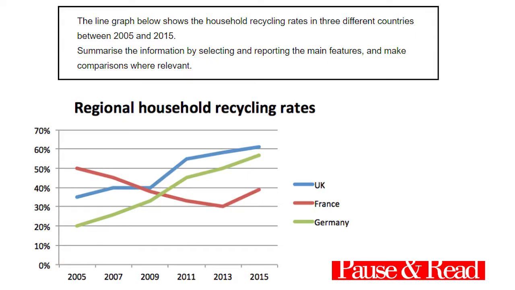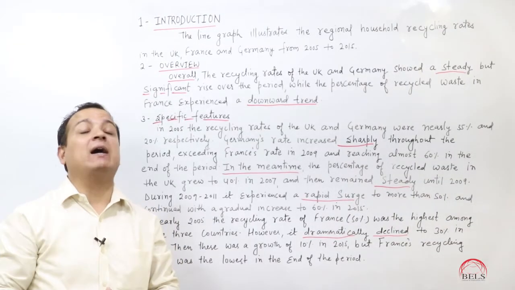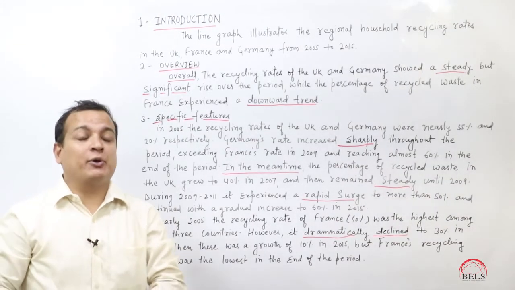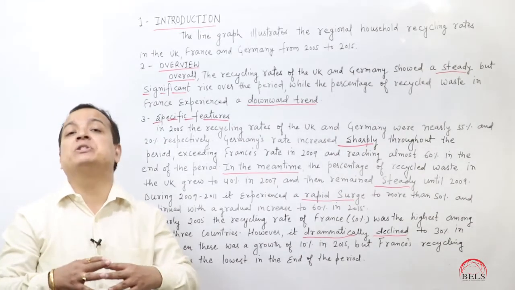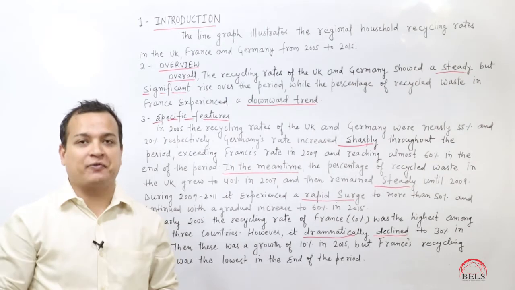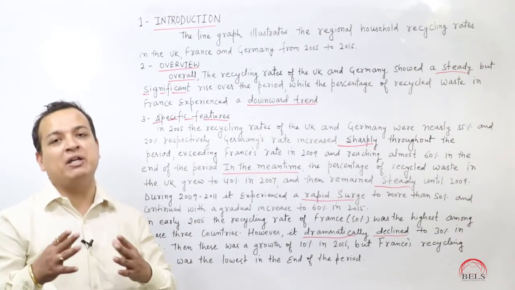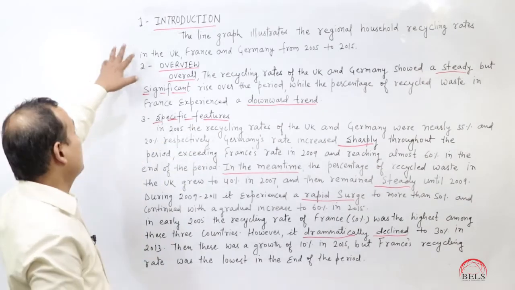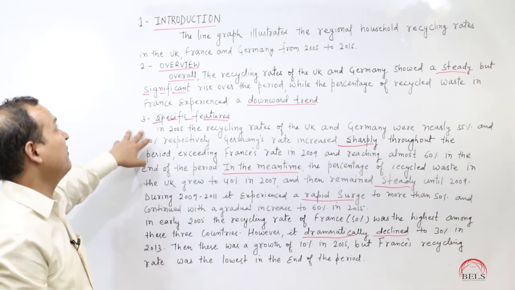Here the question is. Based on the question, let's discuss the answer in detail. So you can see that this is a line graph. In the line graph, we have mentioned different countries and the proportion of that. Now you can see, guys, in the graph part you basically need to divide it into three parts. The first part is the introduction, then you have the overview, and then the specific features.